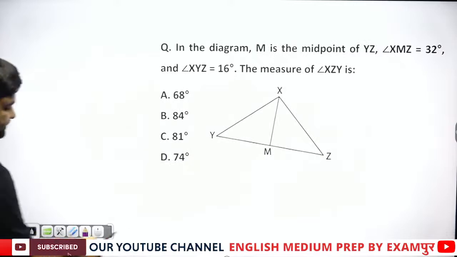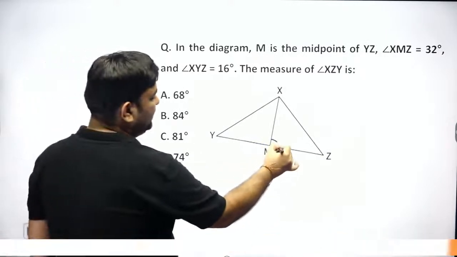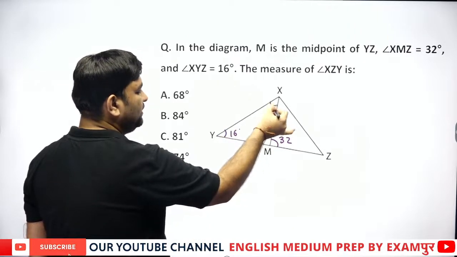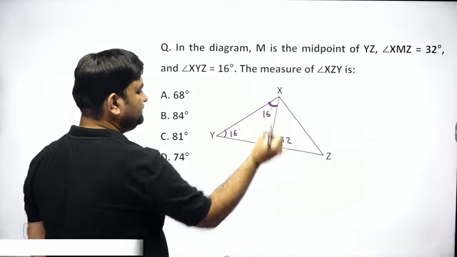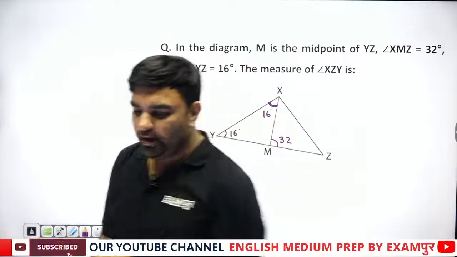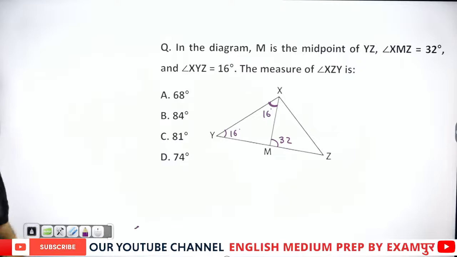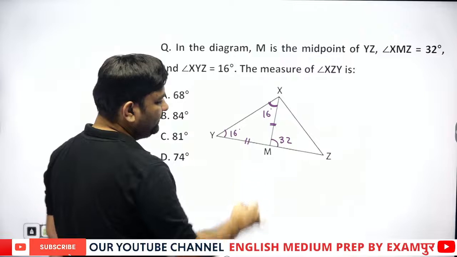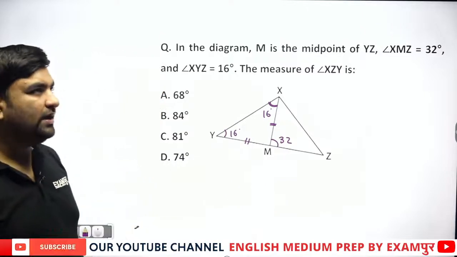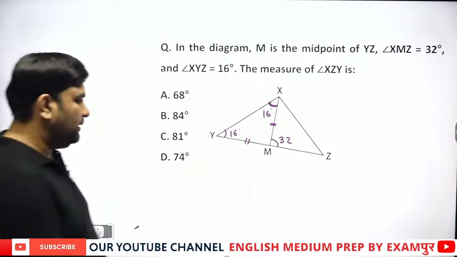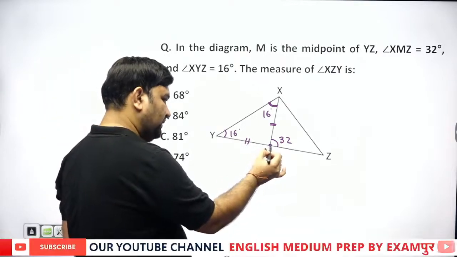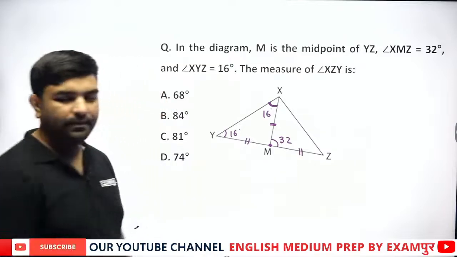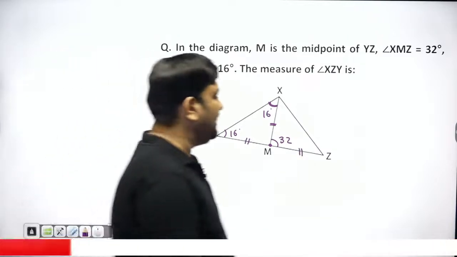Come on back. That was 32. This was 16. So this should also be 32 minus 16, 16. If angles are equal, then the sides opposite to them are also equal. If this is the midpoint, the midpoint also divides the side into two equal parts.